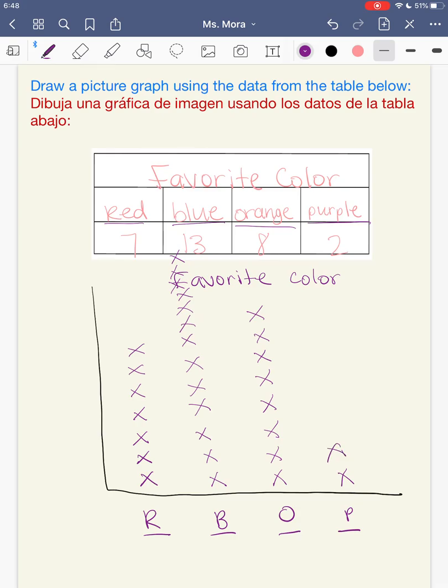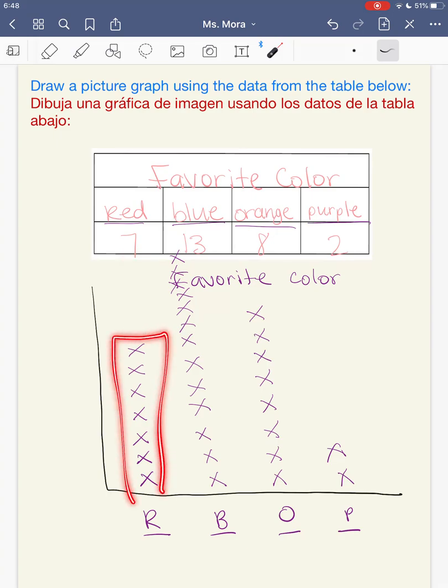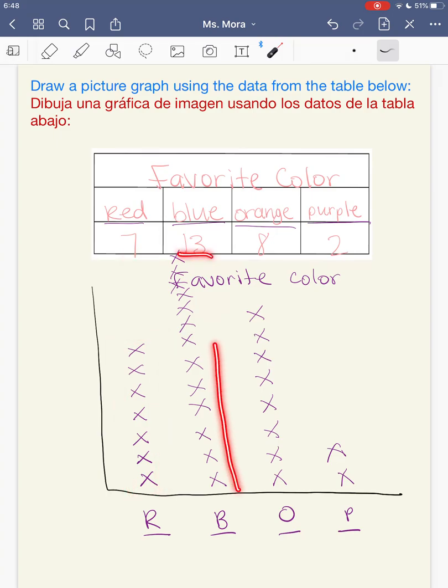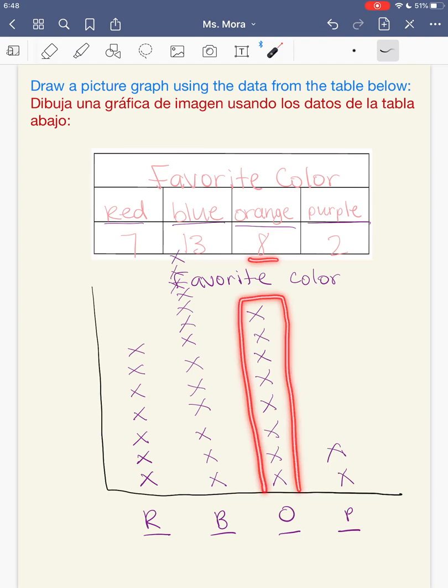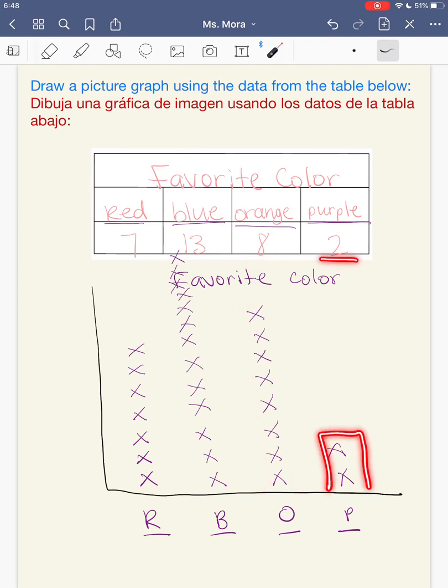And this is my picture graph. Okay, now I'm done. I have the same information from my table. Okay, here's my title, favorite color, and here it is here. I have my categories, red, blue, orange, purple, and they're down here, red, blue, orange, purple. And then the numbers in my category, I have 7 people like the red, and that's here. 13 people like blue, and that's this big one here. 8 people like orange, and that's it right here. And 2 people like purple down here.